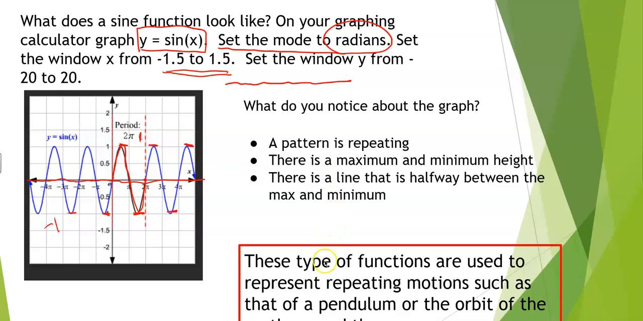I apologize, it doesn't show you all of this, but these types of functions are used to represent repeating motions. This could be measuring a pendulum and how far it is from its starting point where it's just facing down. This would be a perfect wave if there were no friction. It would be perfect like this all the time, the same height each time. Or you could think about the orbit of the Earth around the sun, but the orbit of any planet would work as far as something that happens over and over.